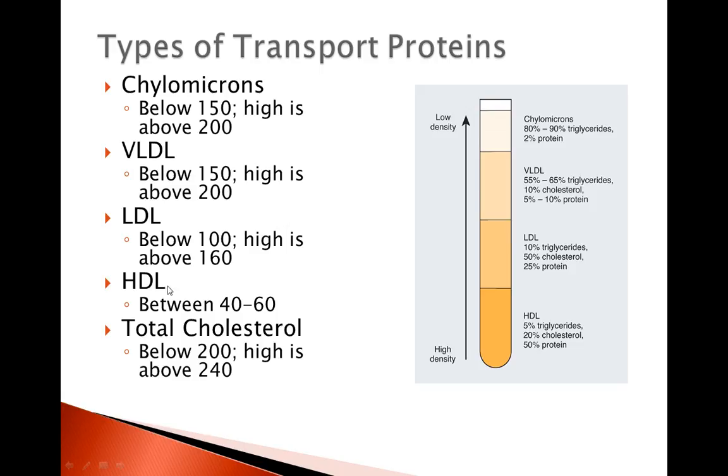Okay? And then the HDLs, high-density lipoproteins. If you take a look at what you've got here, you've got 5% triglycerides, 20% cholesterol, and 50% protein. Now, these are predominantly protein. They are formed in both the liver and the small intestine. So this is not a conversion. This is its own structure. HDLs are formed in the liver and the small intestine.